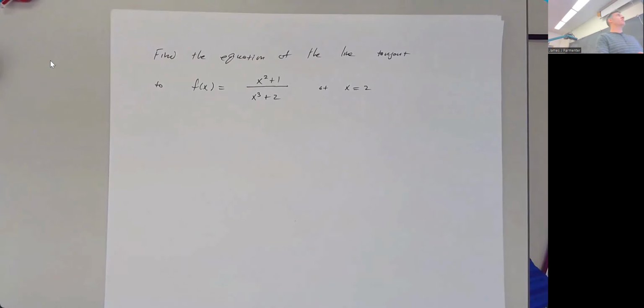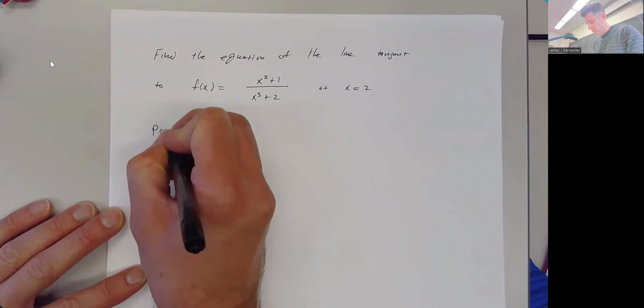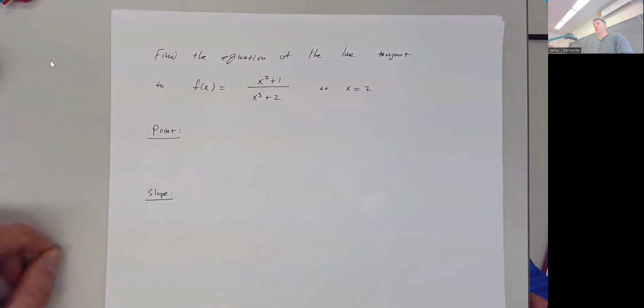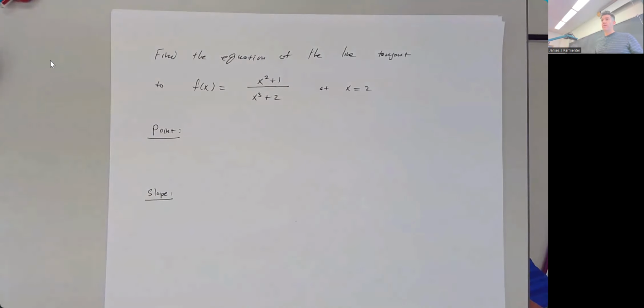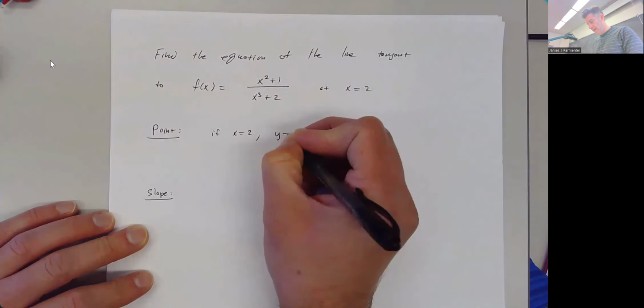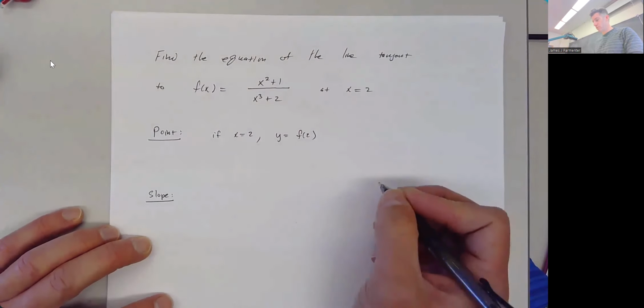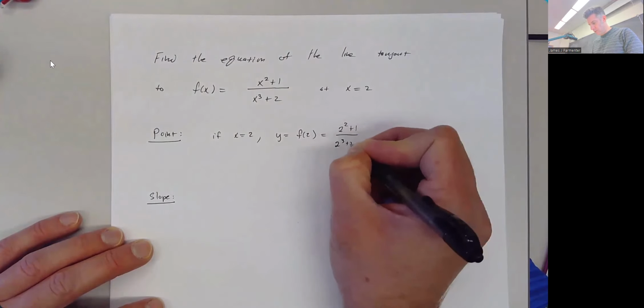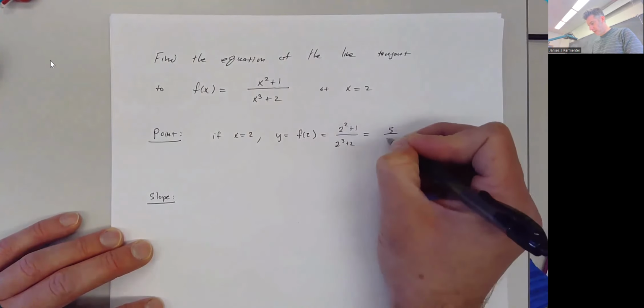So whenever someone says find the equation of a tangent line, we always know there are two things we need to find. We need a point and a slope. Sometimes they just give you all the point. Here I gave you half a point. I gave you x equal to 2. We also need the y coordinate. So if x is equal to 2, y is going to be f of 2, which is 2 squared plus 1 over 2 cubed plus 2, which is 5 over 10, which is 1/2.